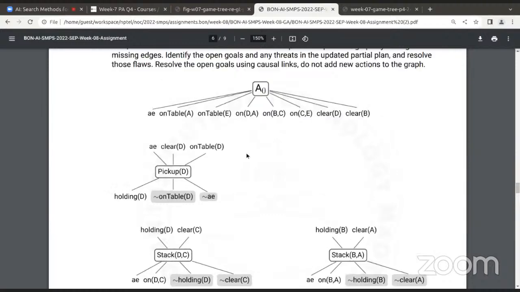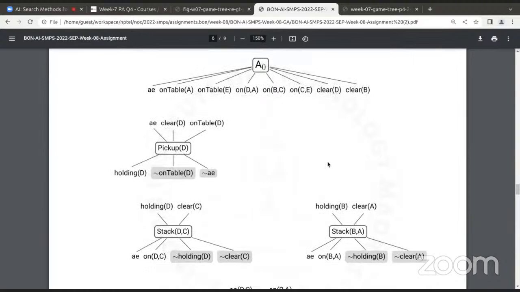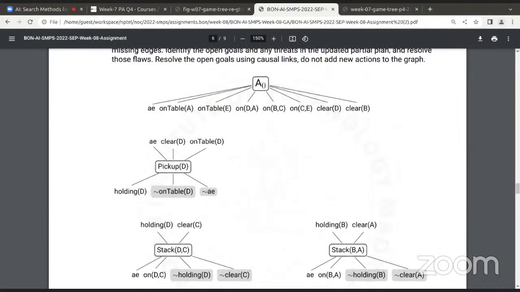So the question is basically to find out the threats. This is the state in which PSP is right now. It has added 3 actions. Now it is going to select the next one. Knowing that PSP is going to give you an optimal plan, the question is whether the student is connecting A0 with pickup D or not.